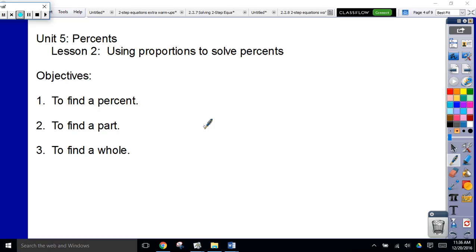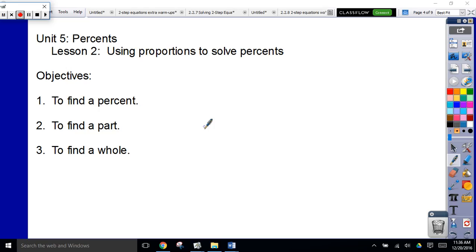Okay, so today we're doing lesson 2, and as I mentioned earlier, there are 2 ways to solve percent problems. One is using proportions, the other way is using equations. Today we'll talk about proportions. We won't hit equations until after the break. So we're going to separate this into 3 parts.